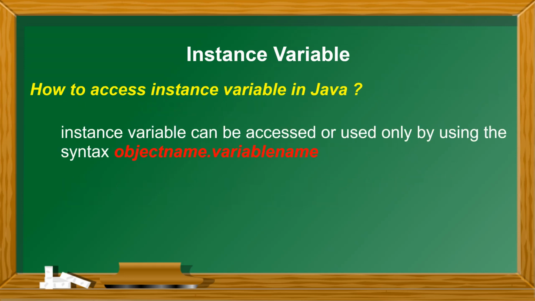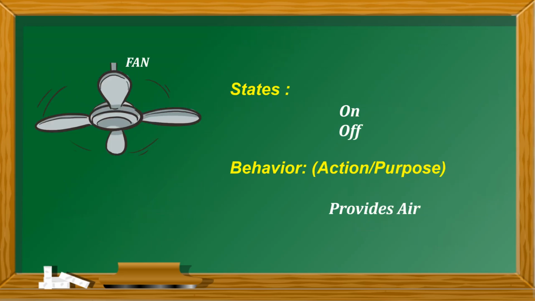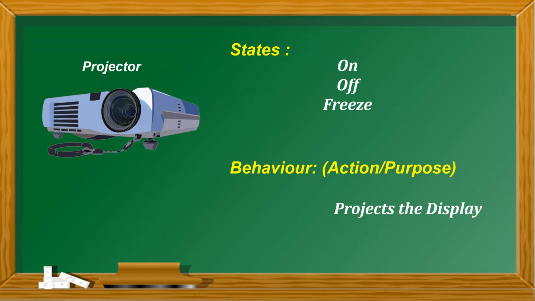How to access instance variables in Java? Instance variables can be accessed or used only by using the syntax object name dot variable name. Now, you will get a question: what is an object? An object is a real-time entity which contains states and behavior. For example, fan is an object, projector is an object. In a fan, the states represent on and off, whereas the behavior is provides air. For a projector, the states are on, off and freeze, and the behavior is projects display.